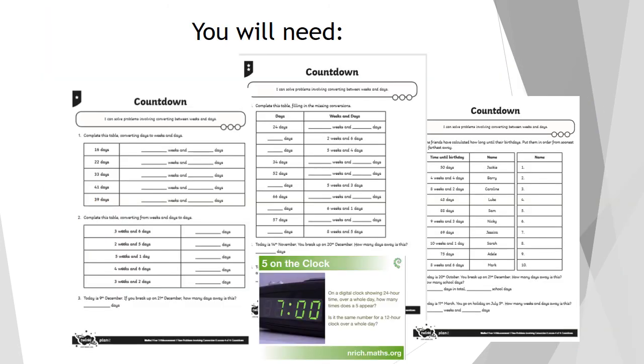Now I'd like you to have a look at the worksheets that were sent to you. Choose your level of difficulty. You'll see the stars in the corner, 1 star, 2 star, and 3 stars, and then the extension task, 5 on the clock.